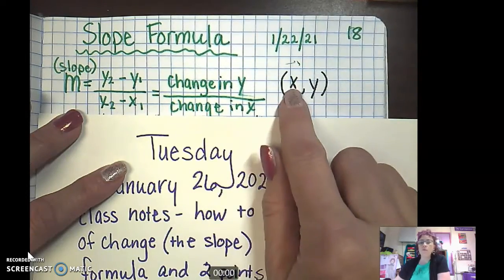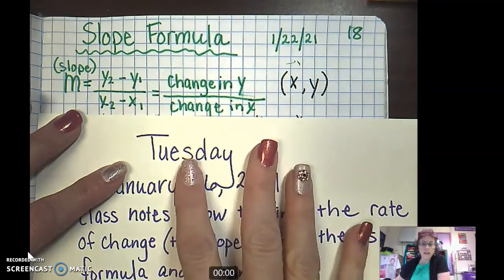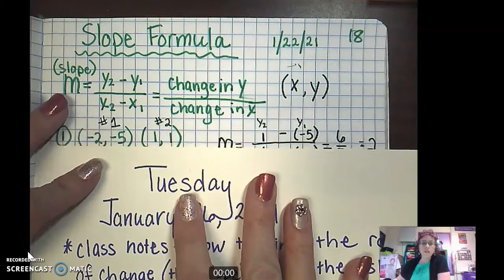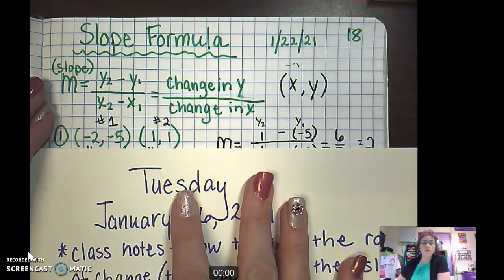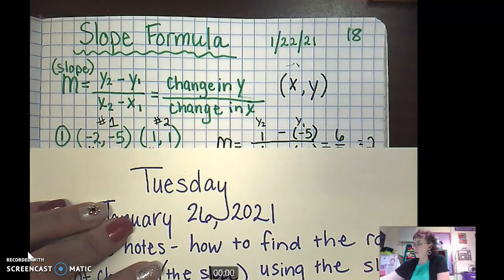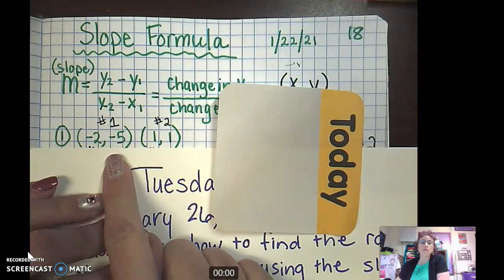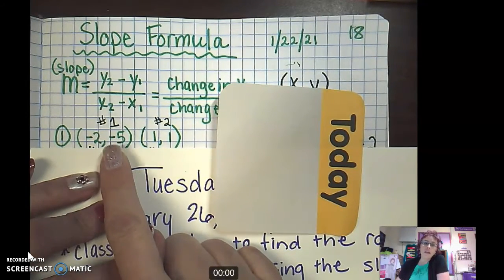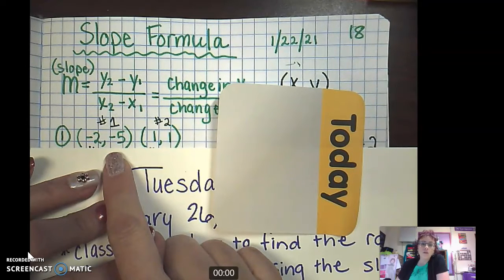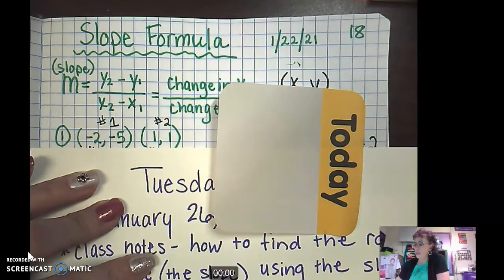So remember, when you write an ordered pair, x is always first, y is always second. So here is our first example. We are going to start with these 2 points, pretending they're on a graph. We're going to label them x1, y1, x2, and y2, and we're going to insert them into the formula and solve it.